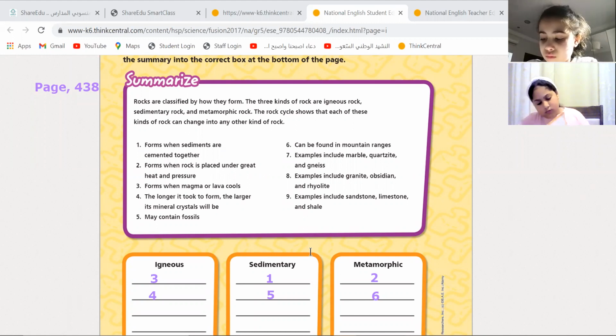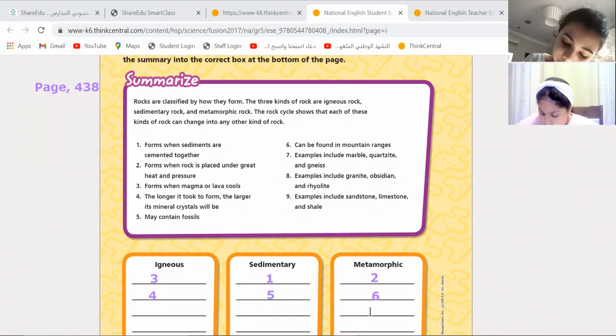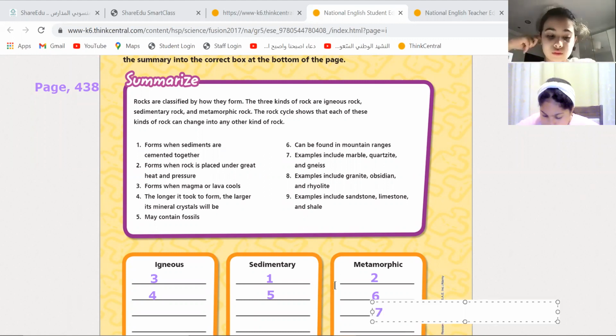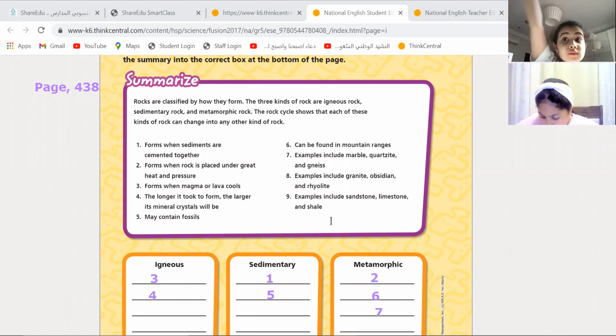So number seven is what? Metamorphic. Excellent. Number seven is metamorphic. Very good. Miss, how is it metamorphic?